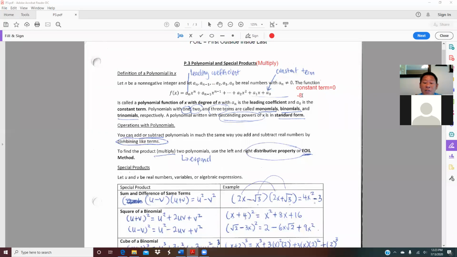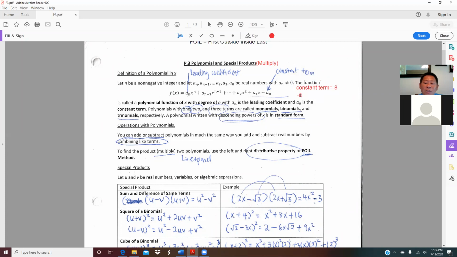Okay, so make sure you guys just know how many terms. And don't forget, a number by itself, negative 8, is still considered a polynomial. This is still a polynomial. Okay, so make sure you guys know. So the constant term is negative 8.